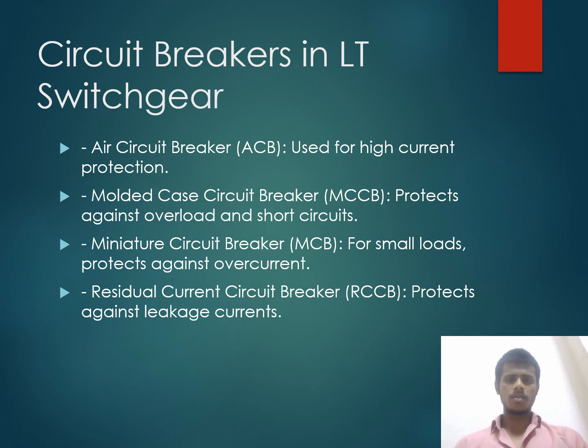Circuit breakers in low tension switchgears. There are several types of circuit breakers which can be used according to our needs. An air circuit breaker is used for high current protection. A molded case circuit breaker protects against overload and short circuits. A miniature circuit breaker is for small loads, protecting against overcurrents, and can be used in our households. Residual current circuit breakers protect against leakage current, which could be very dangerous. So it would be very useful.